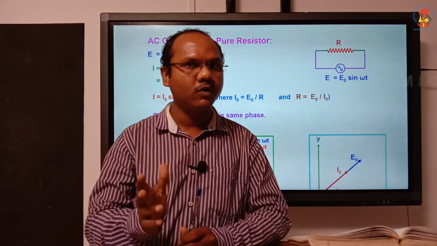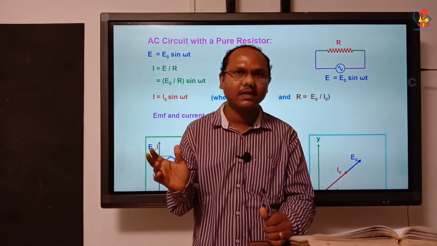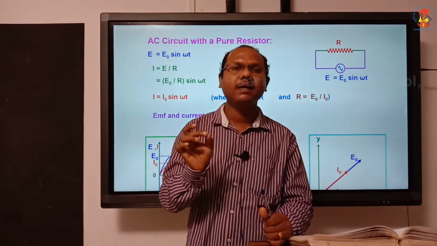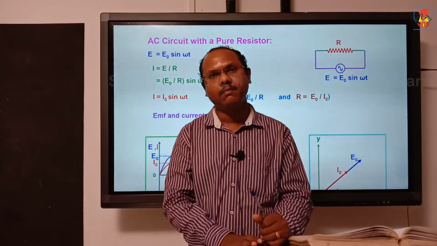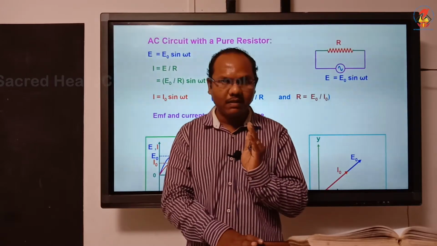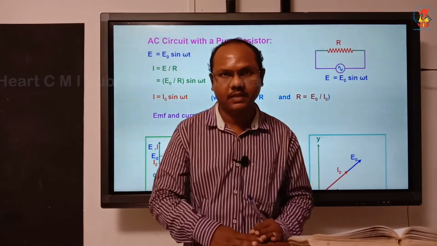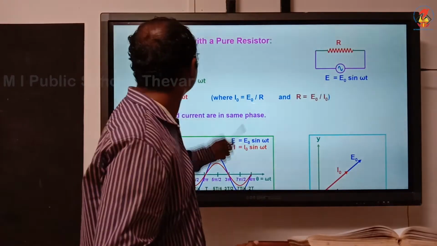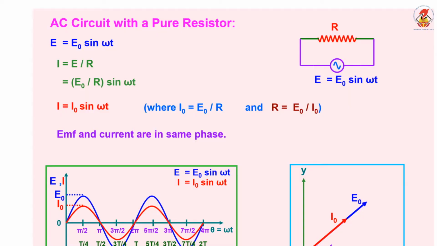So I say once more, when DC flows through any of the components, there will not be any change of phase. But when AC flows through the different components, there will be a change in the phase. So let us first discuss what happens when AC flows through a purely resistive circuit.